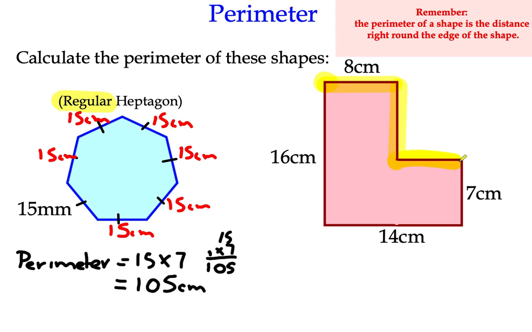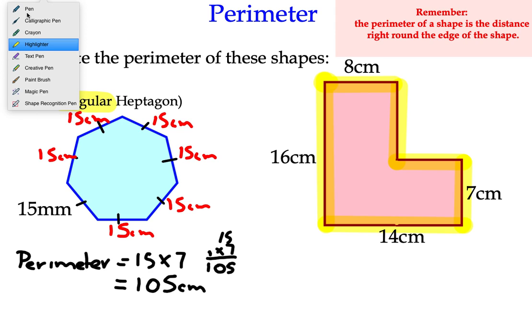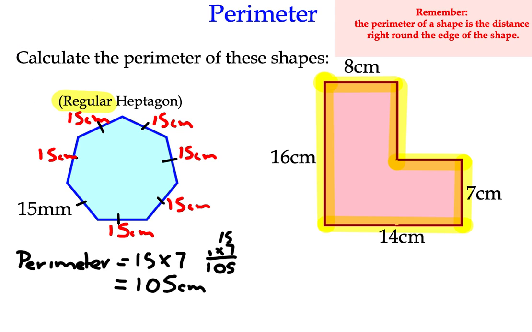I've got a line along here that I don't know the length of. I've got a 7 centimeter line. I've got a 14 centimeter line, and then I've got a 16. So all in all, I've got 1, 2, 3, 4, 5, 6 sides. So I need 6 numbers, but I only have 4. Does that mean that I can't solve this problem? Well, actually, we can.